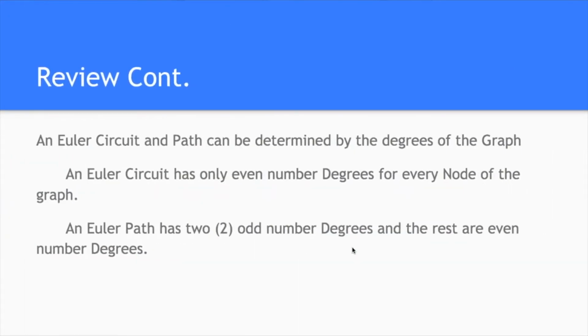For the review, an Euler circuit and path can be determined by the degrees of the nodes. An Euler circuit has only even number degrees for every node of the graph. And an Euler path has 2 odd number degrees, and the rest are even number degrees. And a graph that has 3 or more odd number degree nodes can neither be an Euler circuit nor an Euler path. That's not review. That is not defined here, but I needed it to be said so that you can be reminded of it.